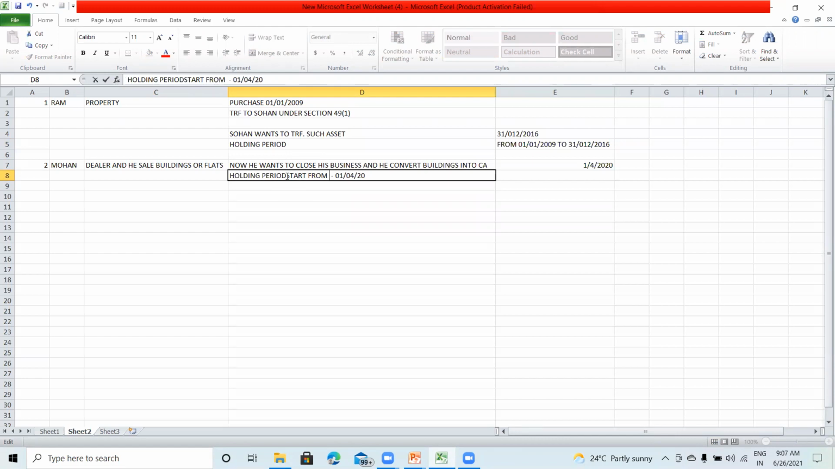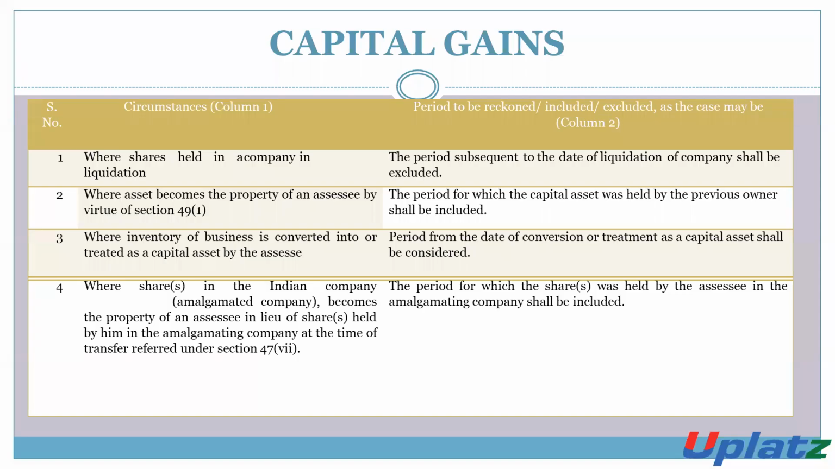When any person wants to convert their stock in trade into capital assets, the period from the day he converts such stock in trade into capital assets will be considered the holding period, and from that day it will be considered a capital asset.